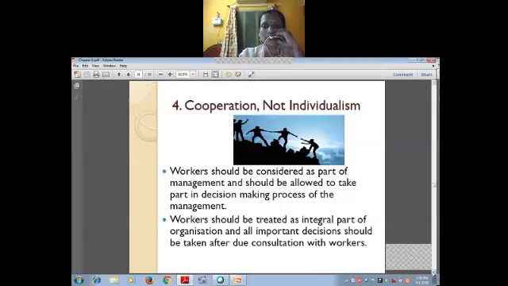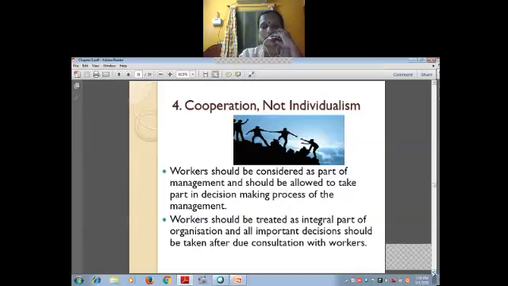Cooperation, not individualism. Workers should be considered as part of the management and should be allowed to take part in the decision making process of the management. They should ask the workers also. So why should we ask the workers, they just came for remuneration only? No, we should not think like that. We should ask for some suggestions. They will give better ideas.